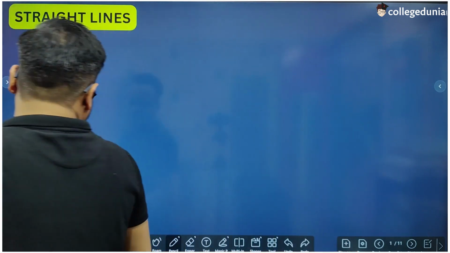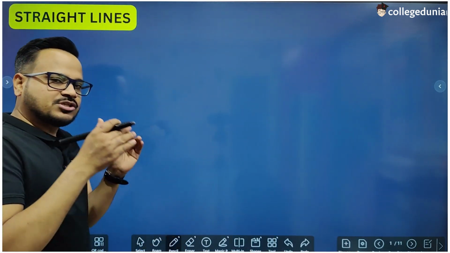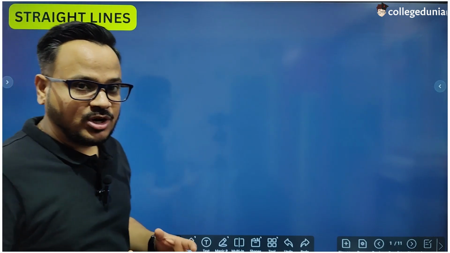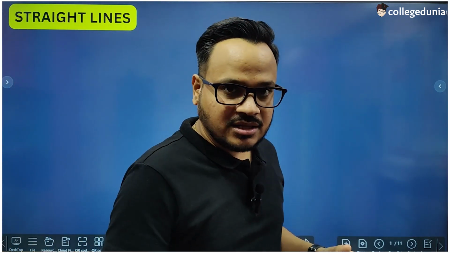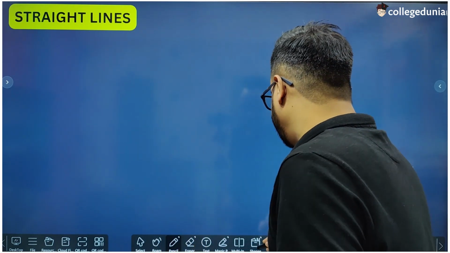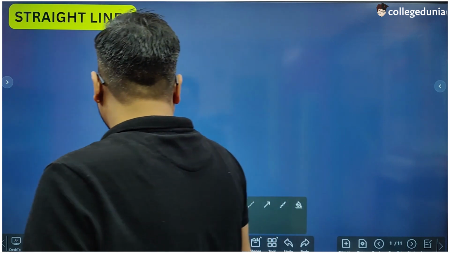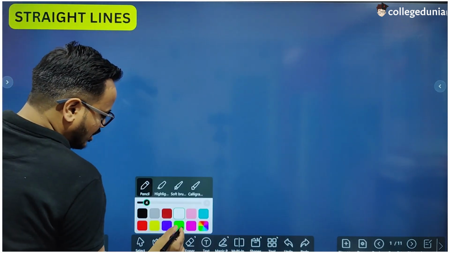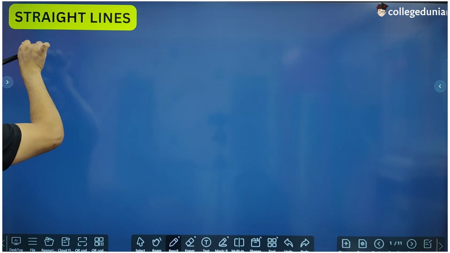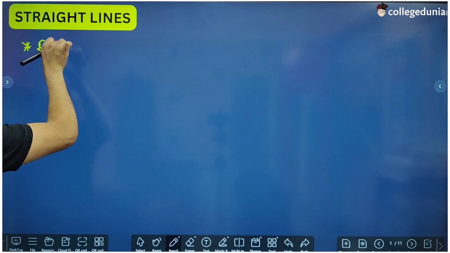So let's start. Before starting the concepts from class 11th mathematics, first we have to revise some formulae that we have studied in class 10th, because we are going to use all those formulae in this chapter also. So let's discuss those formulae first. First formula is very important, distance formula.